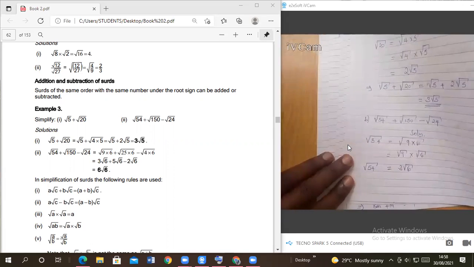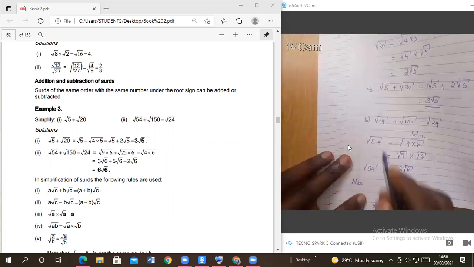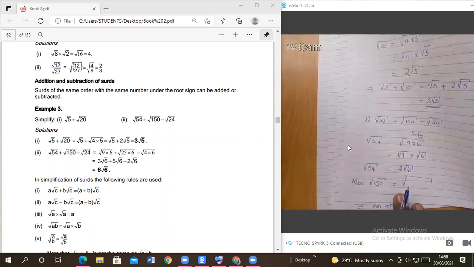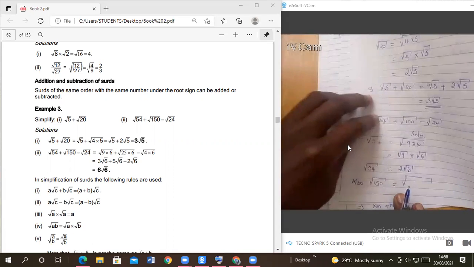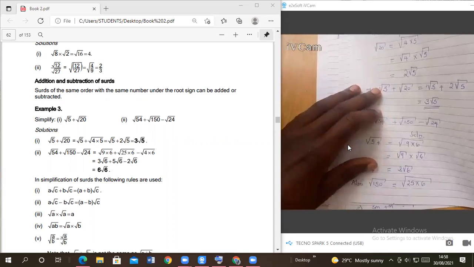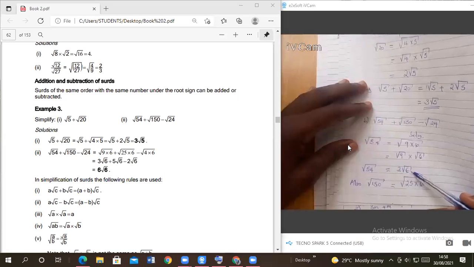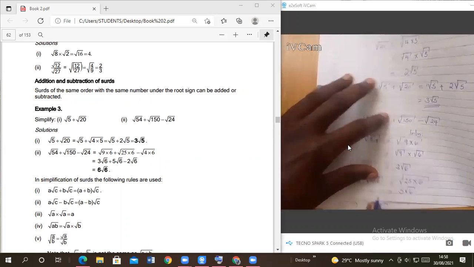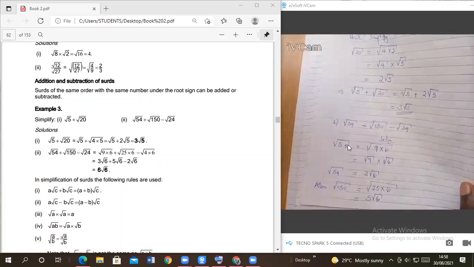Also we do the same with root of 150. Which numbers, if you multiply them, give you 150, and one of them has a square root? 25 times 6. Now you have discovered this one, which means all the numbers we are going to multiply by 6. Okay? So this one will give us 5 root of 6.